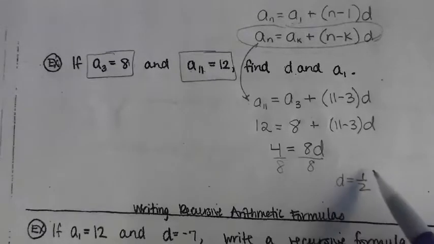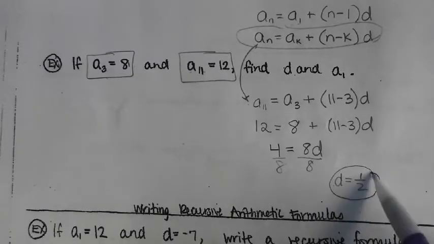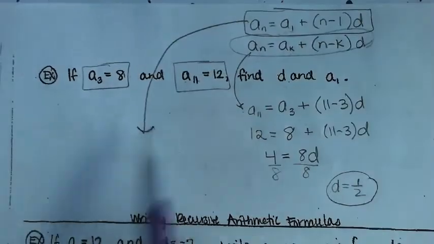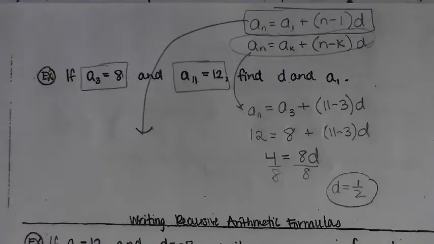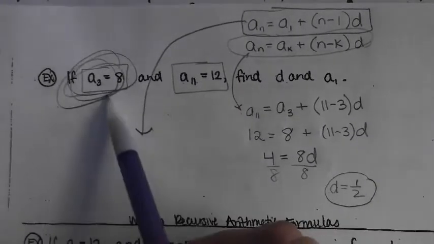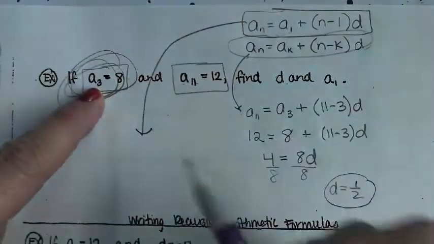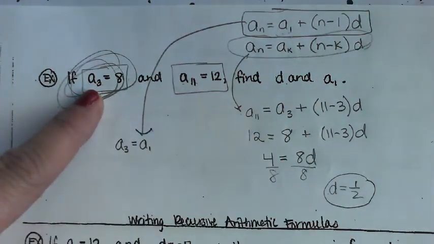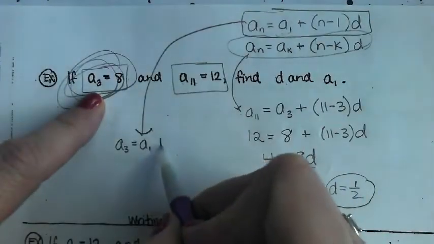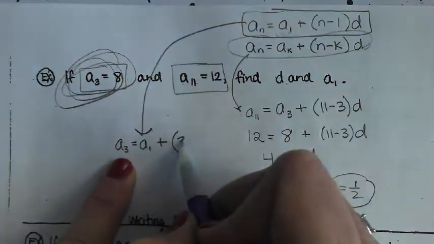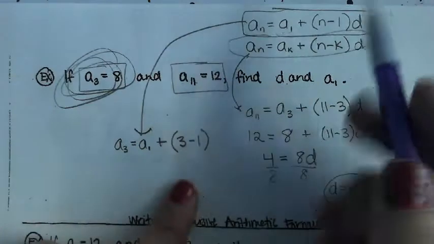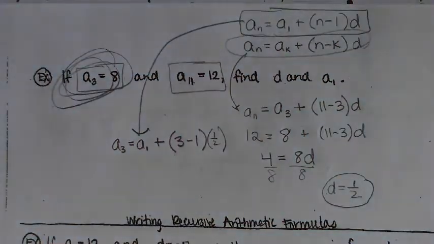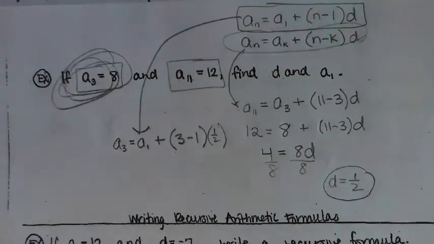So your common difference is your slope, if you want to think of it that way. So now that we do know our common difference, we can go back here and find our first term. And then a sub n we'll just pick as this one. So we'll say n is 3. So a sub 3 equals our first term, which we're trying to look for, plus n, which is 3 in this case, times your common difference of a half. And we know a sub 3, they told us, was 8.